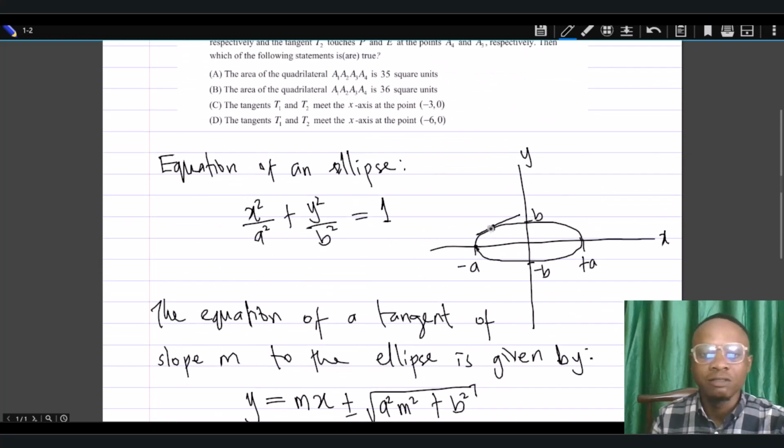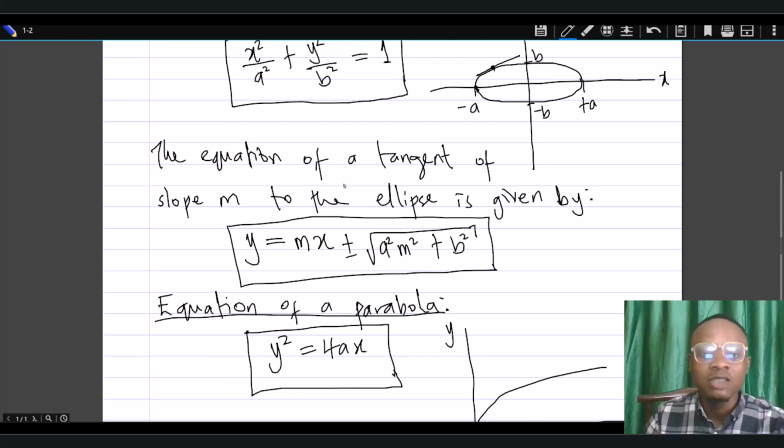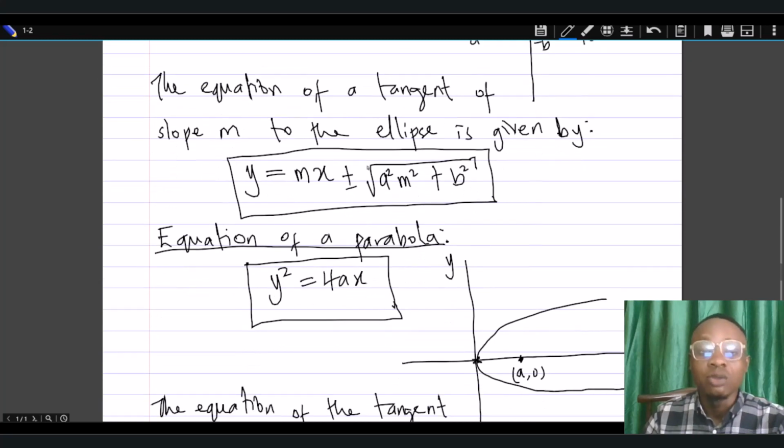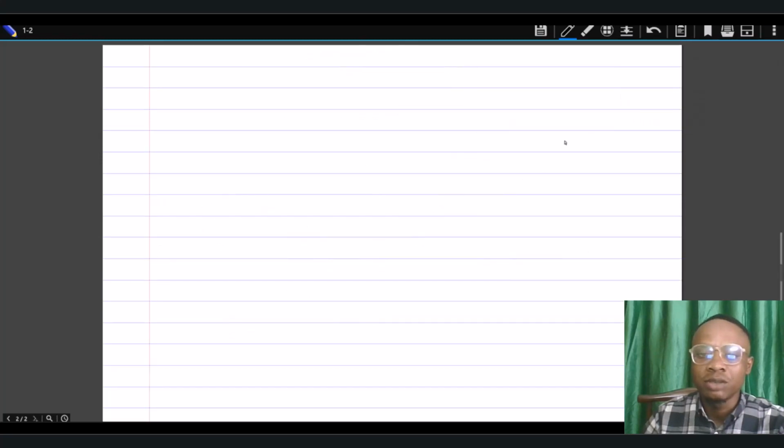And we have the standard form of the equation of an ellipse. We can easily compare that with the given equation and find out what a and b should be. And we know this is the equation of the tangent of slope m to the ellipse. So these are the four equations that we need to understand here so that we can solve this problem correctly. Okay, so let me have an additional page.